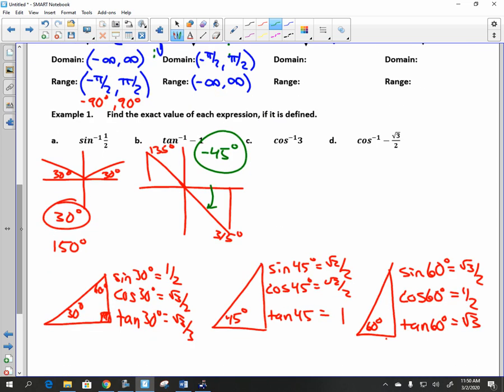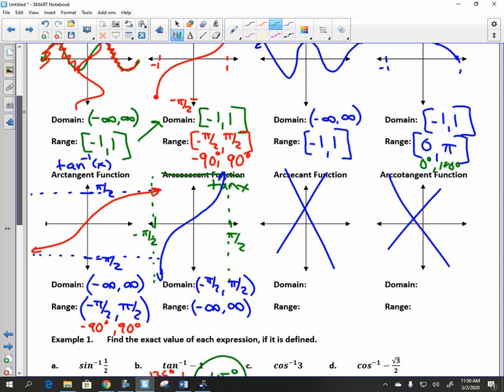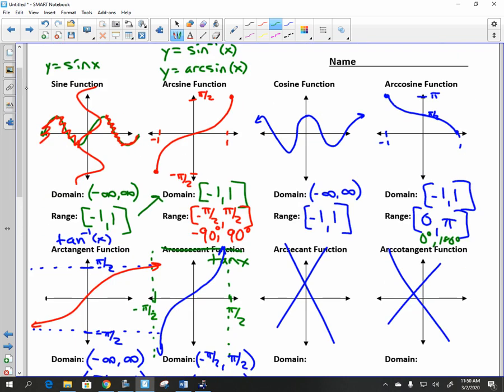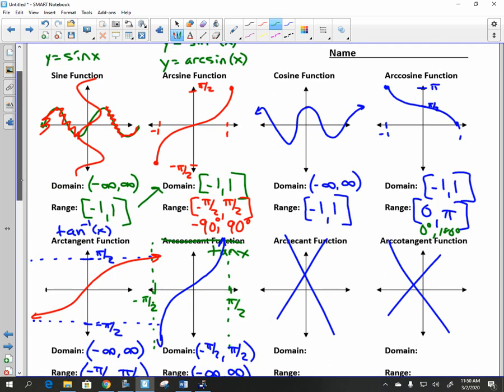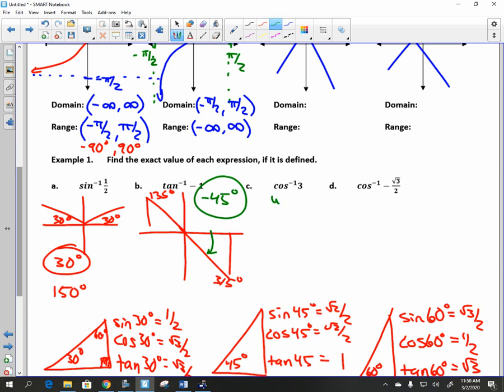Can cosine ever be 3? No. If you look at our domain for arc cosine, the domain is negative 1 to 1. You have to plug in values between negative 1 and 1. So in this situation, it's undefined.